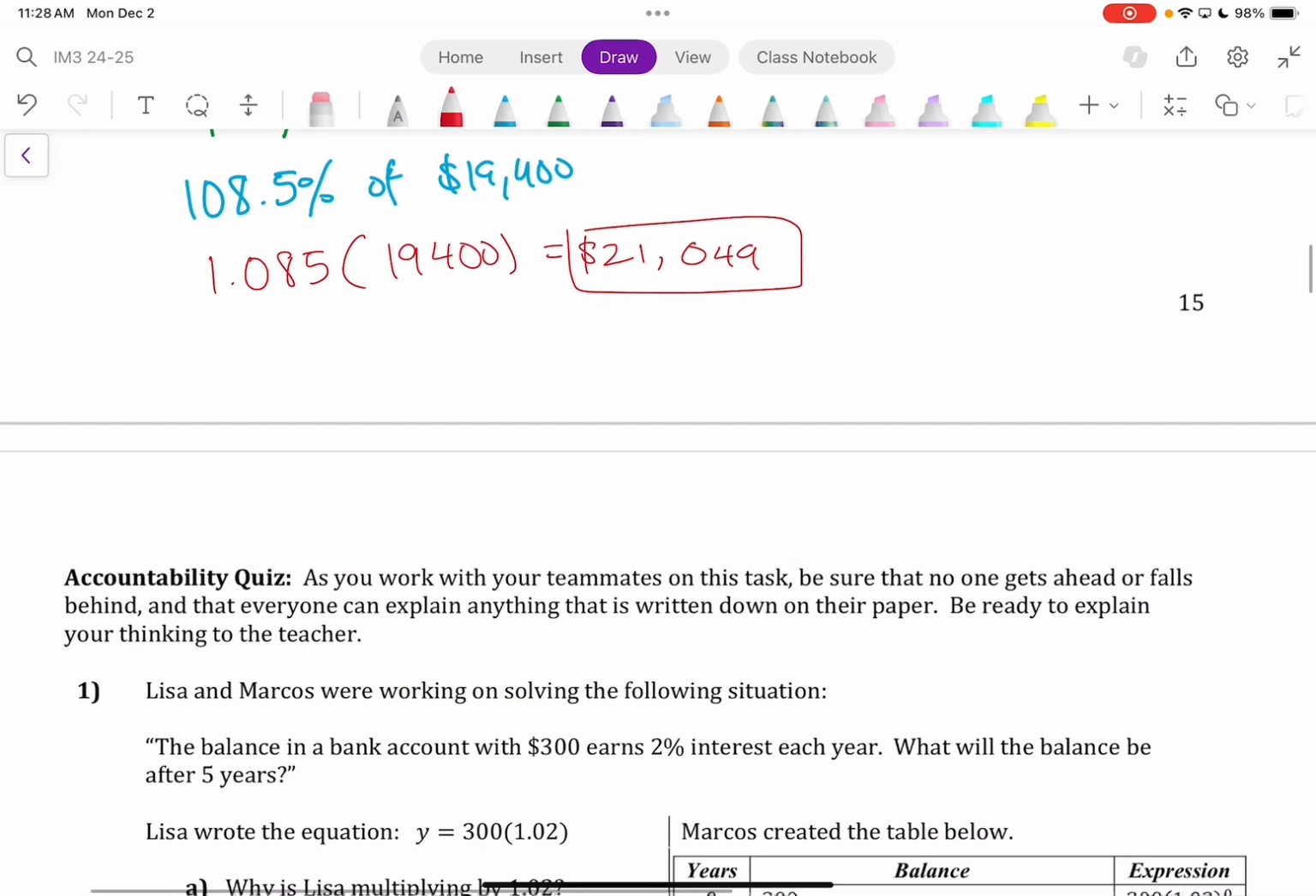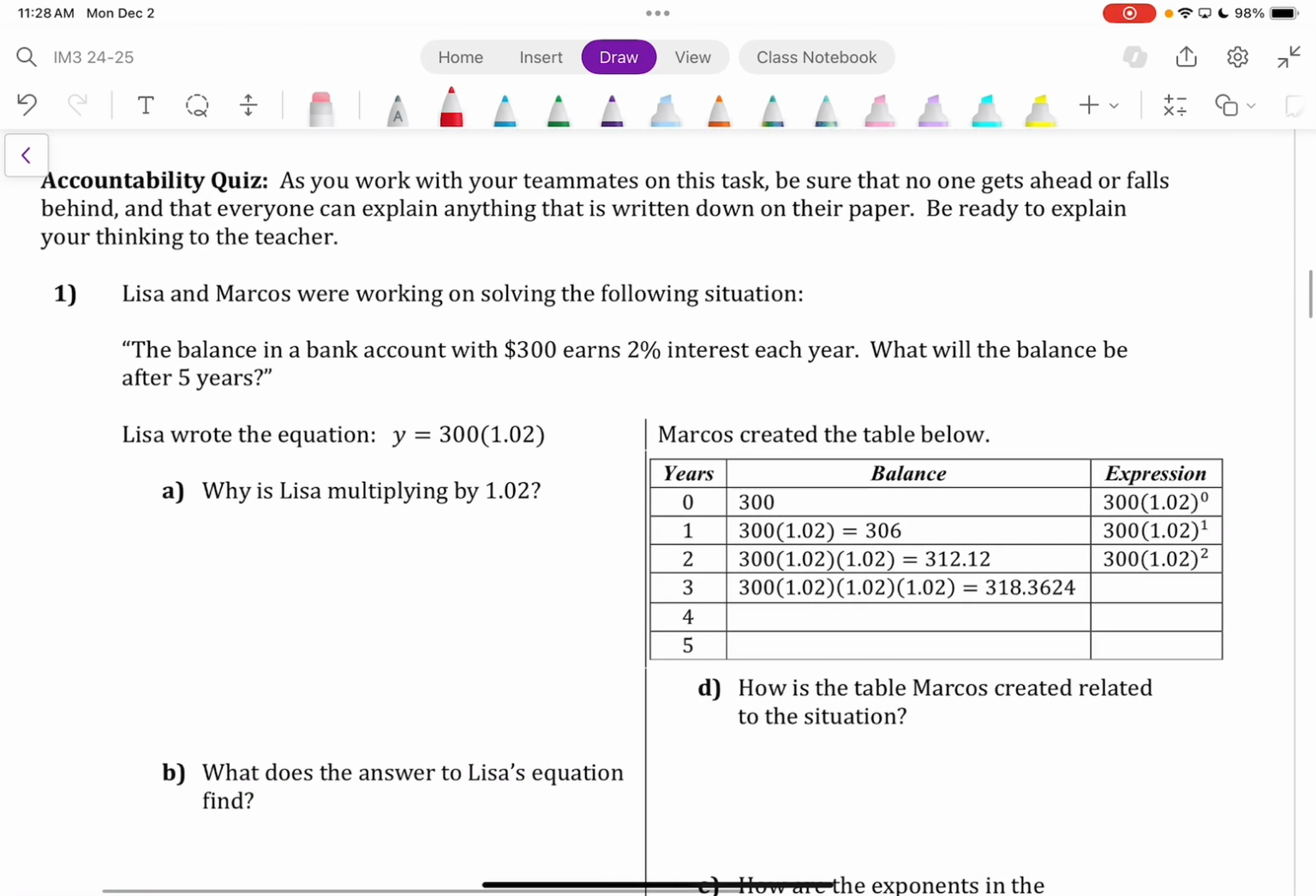All right. So this is what I want to do next. We have an accountability quiz. So you're going to work with your team, all right? Look at the instructions. It says, as you work with your teammates on this task, be sure that no one gets ahead or falls behind, and that everyone can explain anything that is written down on their paper. Be ready to explain your thinking to me.